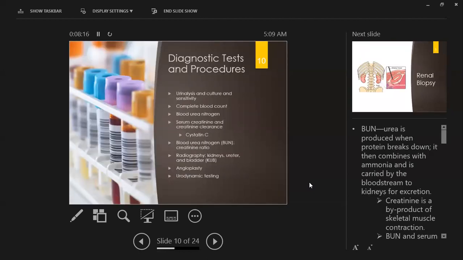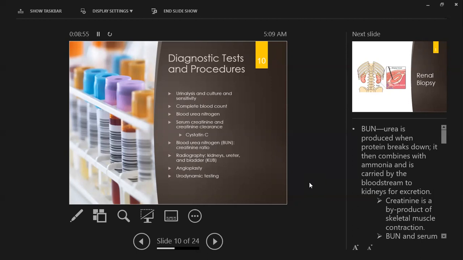Diagnostic tests and procedures. A urinalysis and culture may be ordered, as well as a sensitivity to antibiotics. A complete blood count may be ordered, especially if an infection is suspected. Blood urea nitrogen. Urea is produced when protein breaks down, and then it combines with ammonia and is carried by the bloodstream to the kidneys for excretion. And then within that glomerulus, the BUN is removed from the blood and effectively placed into the nephron for excretion, right? It's going to go through that whole process.